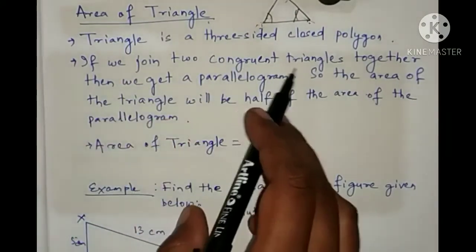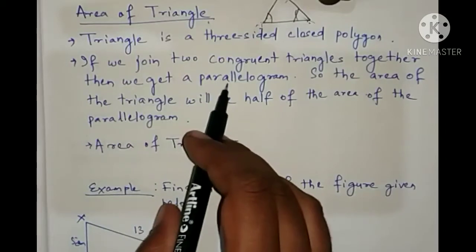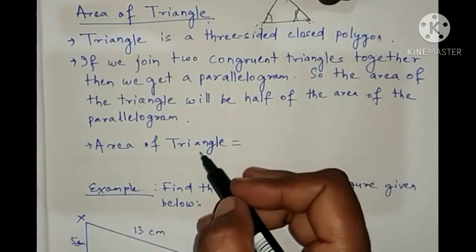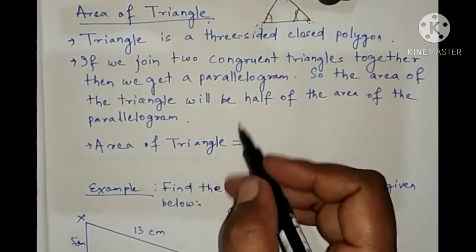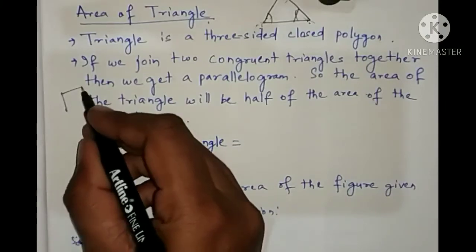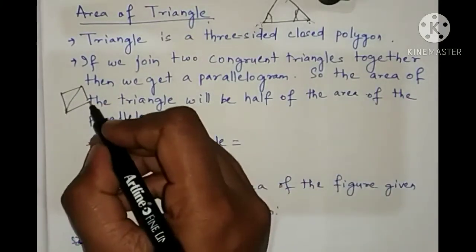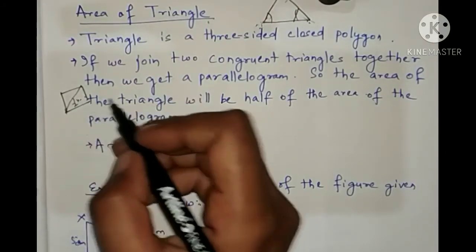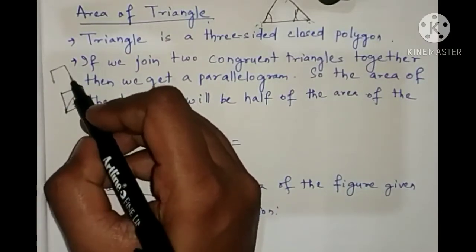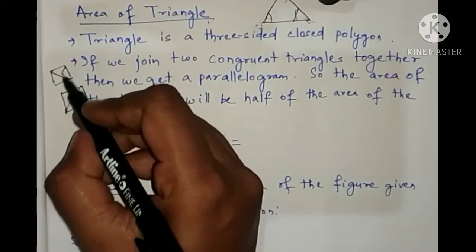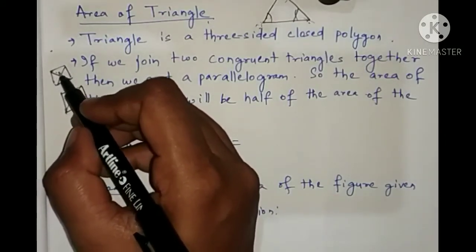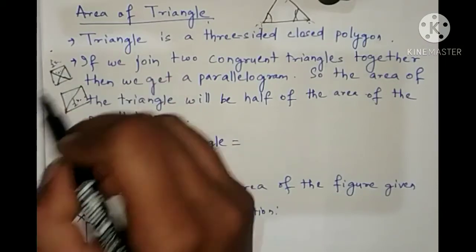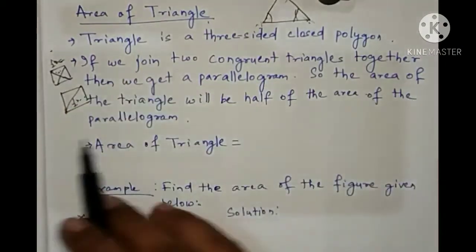If we join two congruent triangles together, then we get a parallelogram. So what have we got? When we divided the rectangle into two parts, two triangles, the area of each triangle was half into area of rectangle, means half into length into breadth. Then when we divided into four parts, the area of each triangle was half into side into side.